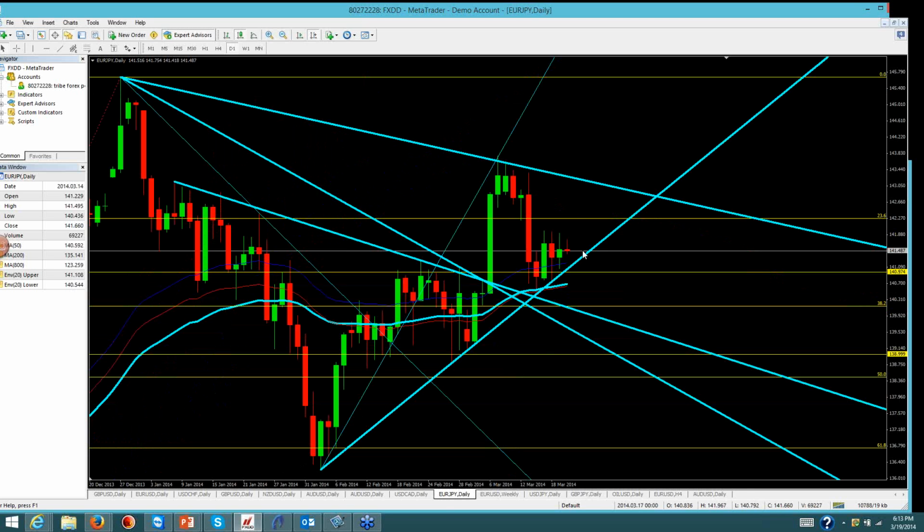And you can see here we're still in consolidation, right in the middle of it. So in this way, you've got to play consolidation. What does that mean? It means you're going to sell off the high, and you're going to buy off the low. Where's the low for us here? It's about 141.00 for the euro, and the highs are about 142.